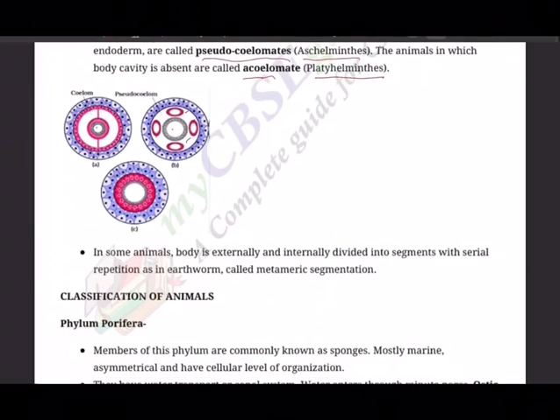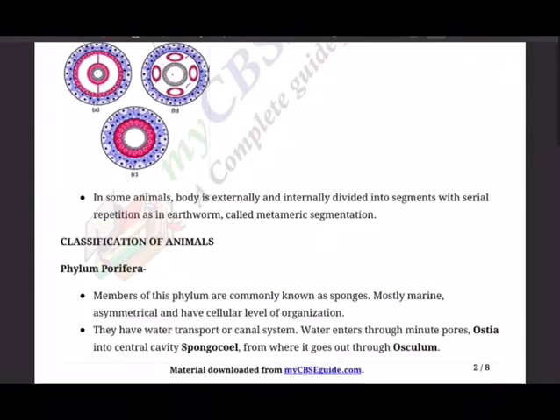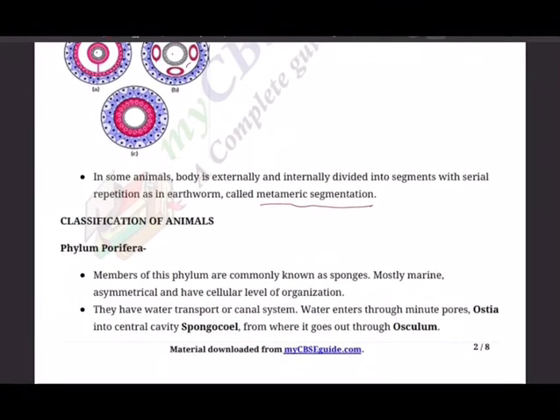In some animals, the body is externally and internally divided into segments with serial repetition, as in an earthworm. Then we say metameric segmentation. The body is divided horizontally into steps. And with all these bases, we classify the animals into different phyla. So we start with the first one, phylum Porifera.